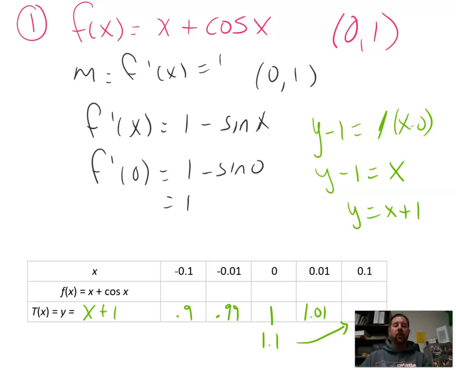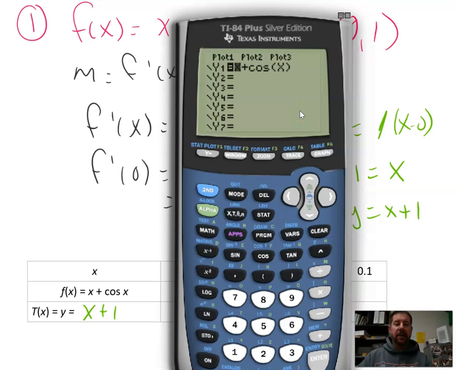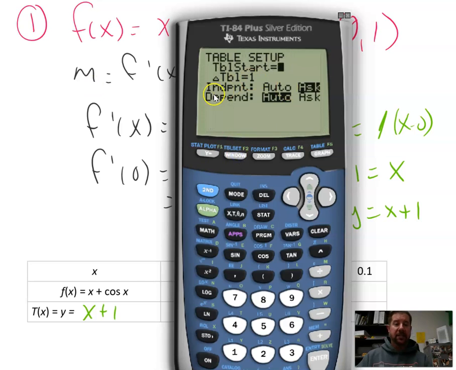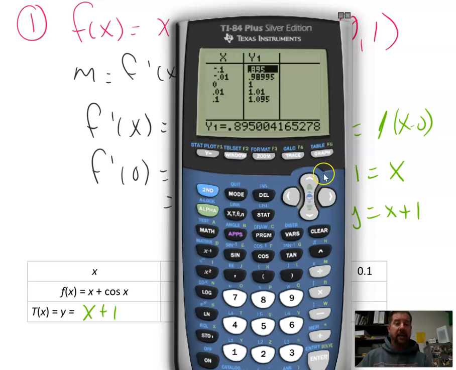And now let's go and look. We're actually going to bring the calculator back up, and we're going to evaluate these and see how close our approximations were to the real function. Again, because it's locally linear, they should be fairly close. Okay, so I've plugged in x plus cosine x into the calculator here. I've set up our table so that it's on the independent ask, so that I can plug in what I want. And then I plugged in negative 0.1, negative 0.01, 0.01, and 0.1.